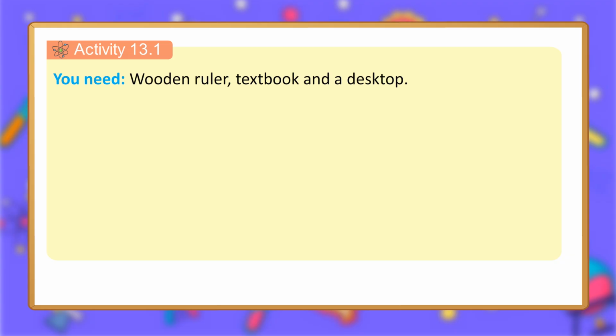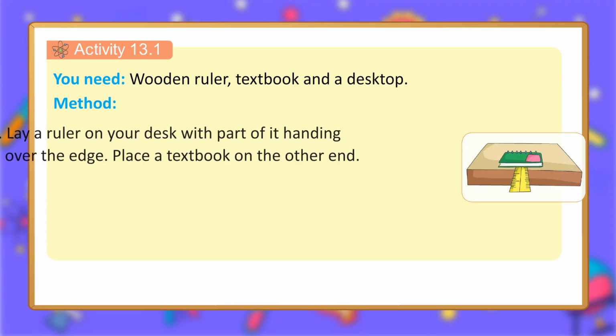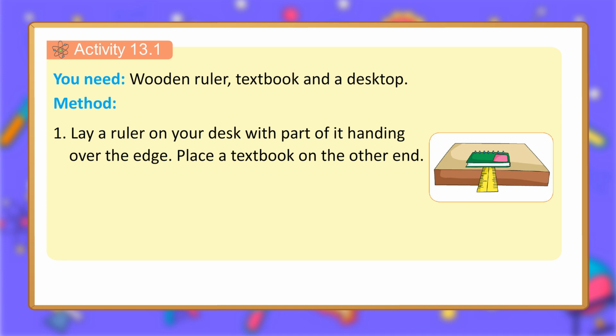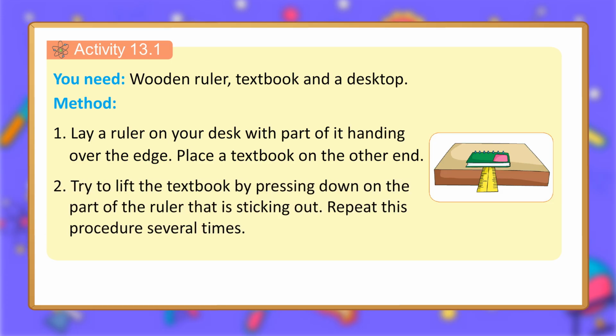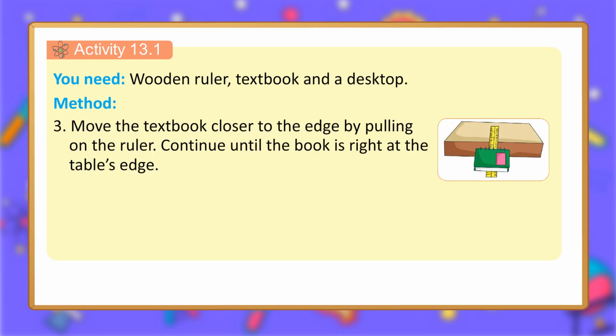Activity 13.1. You need a wooden ruler, a textbook and a desktop. Method: 1. Lay a ruler on your desk with part of it hanging over the edge. Place a textbook on the other end. 2. Try to lift the textbook by pressing down on the part of the ruler that is sticking out. Repeat this procedure several times.